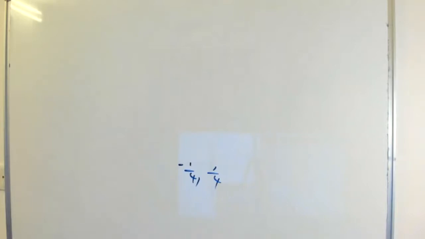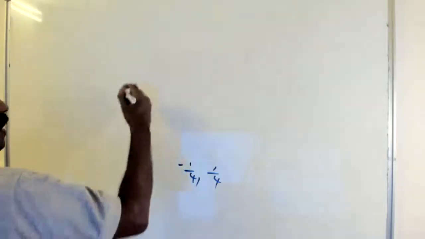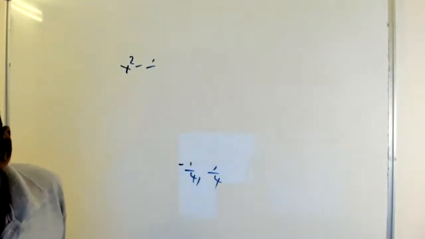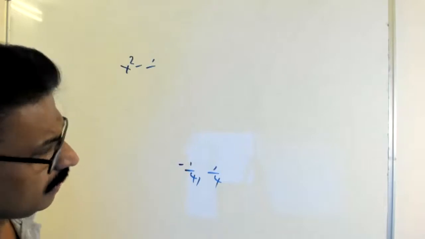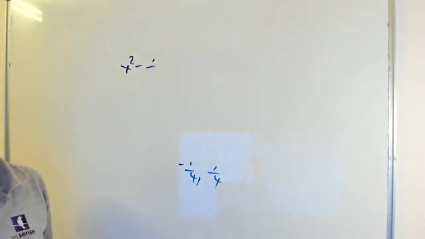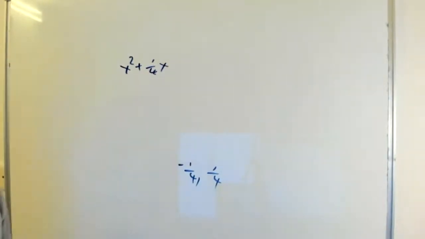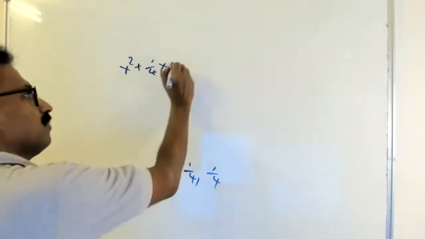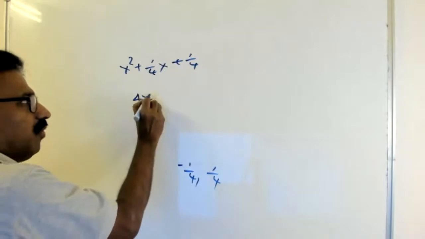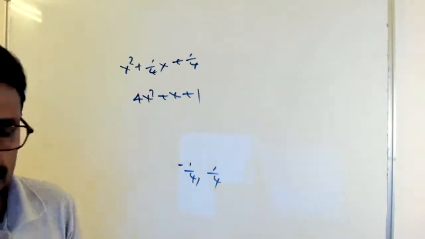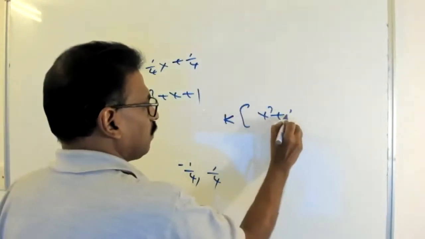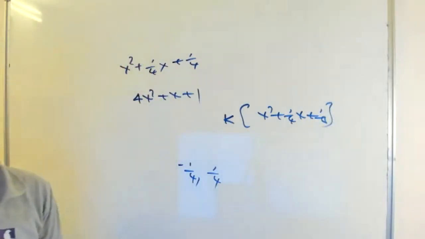Sir, k into x square plus 1/4 x plus 1/4. Okay, so x square minus sum, tell me again, x square after that. Come on, tell again. X square plus 1/4 x plus 1/4. Yes, okay, clear now. Or you can write this also: 4x square plus x plus 1. This is also correct. If you multiply the polynomial by 4, no value changes, or k into x square plus 1/4 x plus 1/4. Okay. Next.